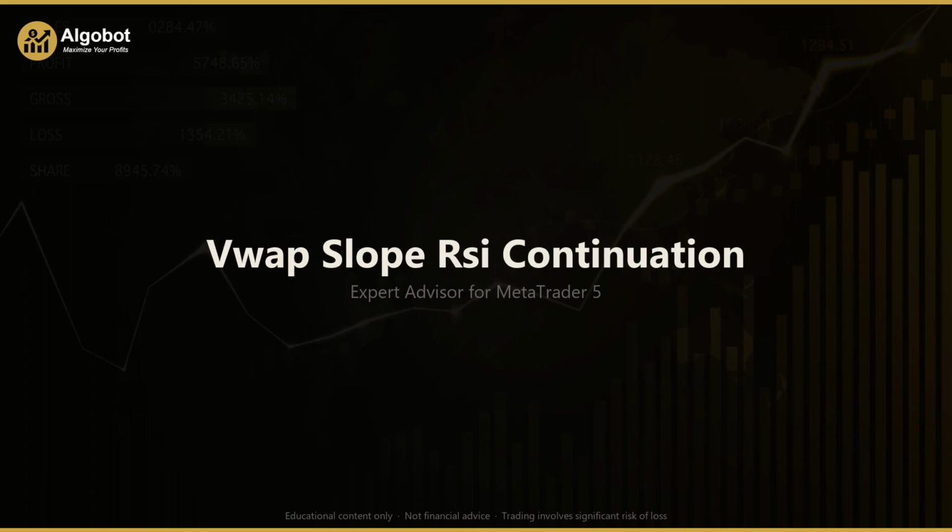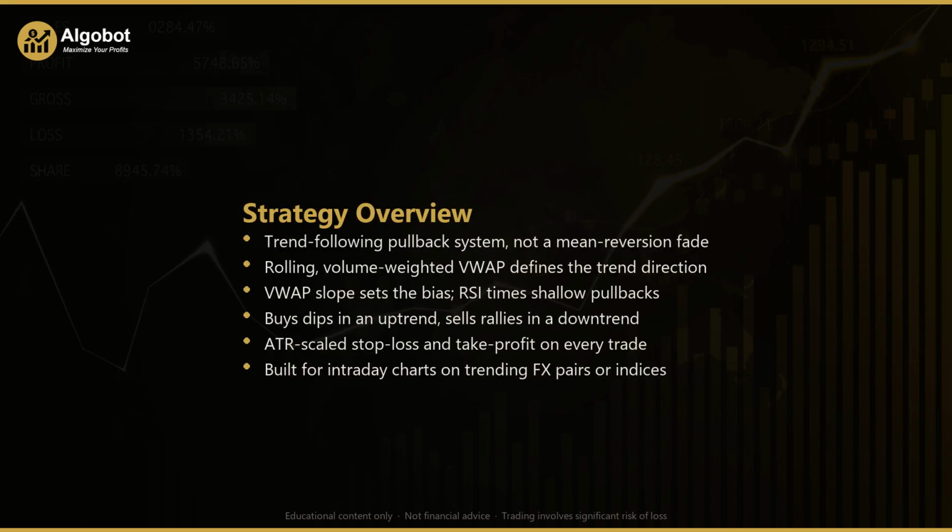Let's get started. So what exactly does Vwap Slope RSI Continuation do? At its heart, this expert advisor is a trend-following system. It does not try to catch tops and bottoms, and it does not fade extreme moves. Instead, it identifies the direction the market is already leaning and looks to join that move during a temporary pause.